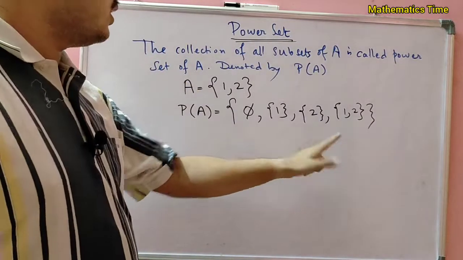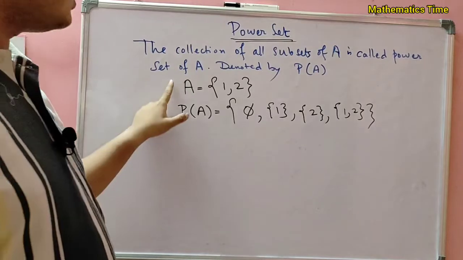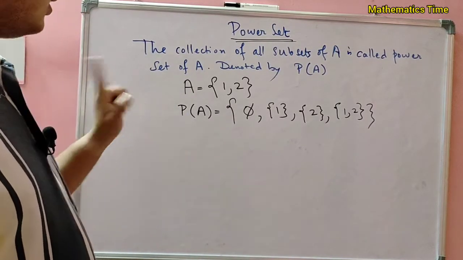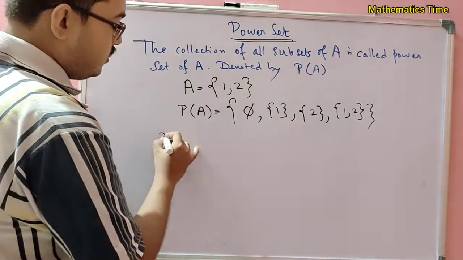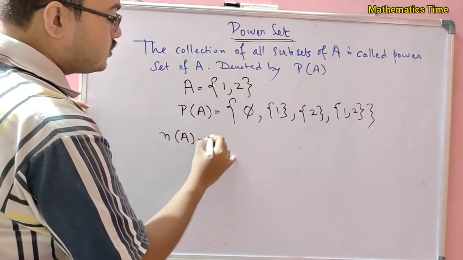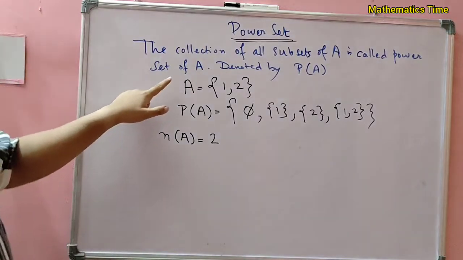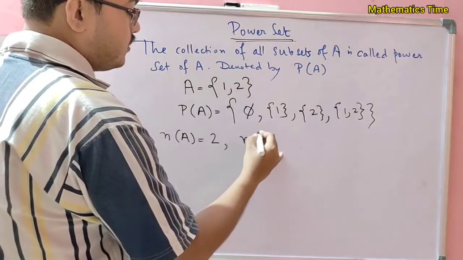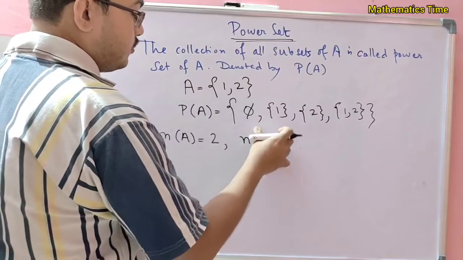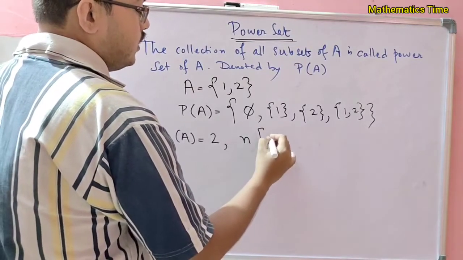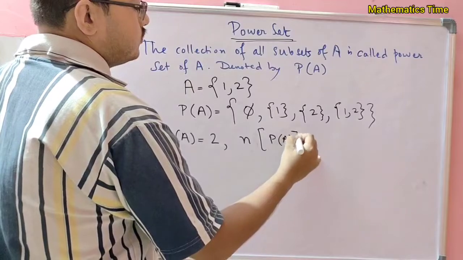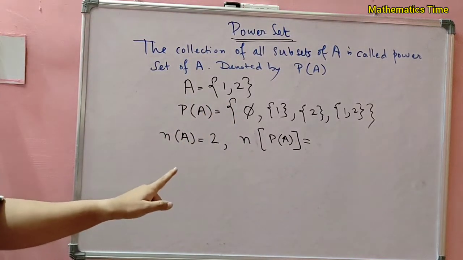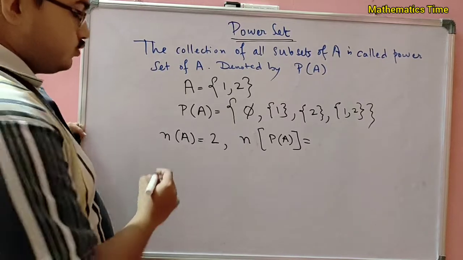All subsets are contained in the power set. All subsets of this set A, we write in P(A). Now remember, n(A) is the number of elements in the set A. There are only 2 elements. Okay, so the number of elements in the power set will be n(P(A)). Before that we need a formula to understand what is going on.